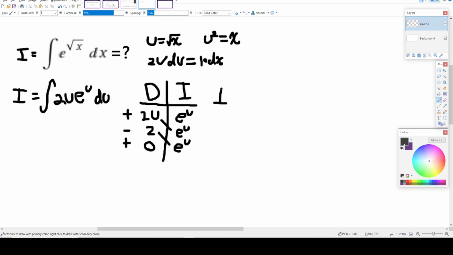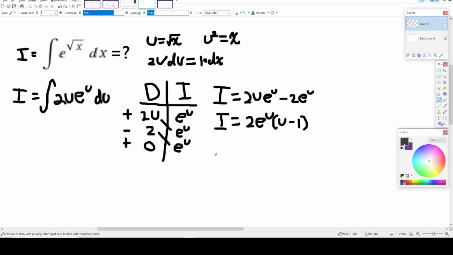So now we can say I equals 2u e to the u minus 2 e to the u, which we can then rewrite as I equals 2 e to the u times (u minus 1). Substituting back for the square root of x, we can get I equals 2e to the square root of x times (the square root of x minus 1). And that is the answer to our integral. But do not forget the plus c.